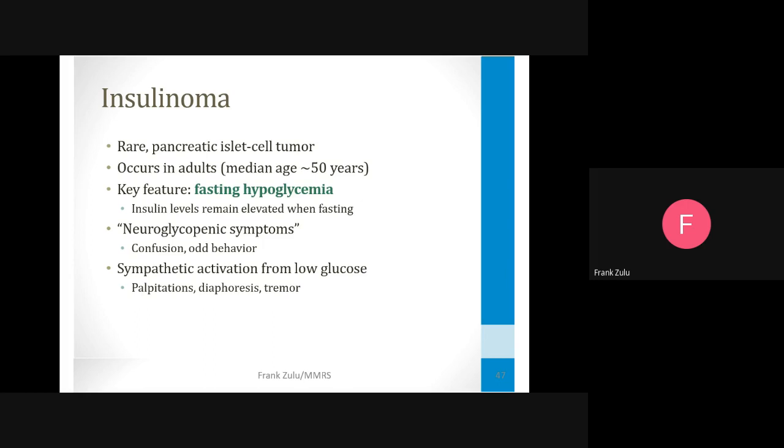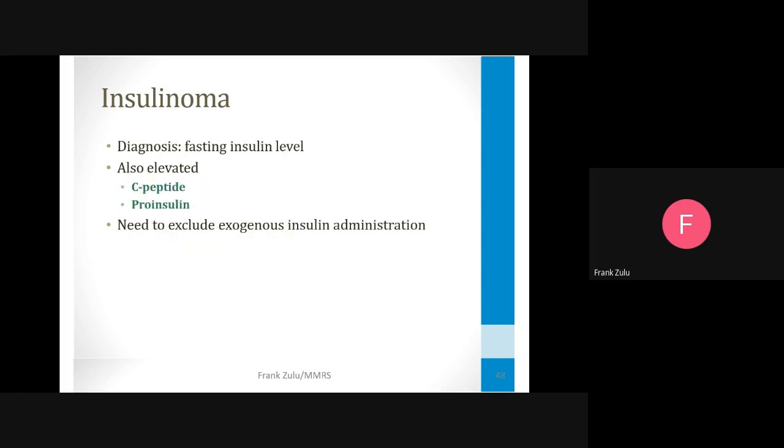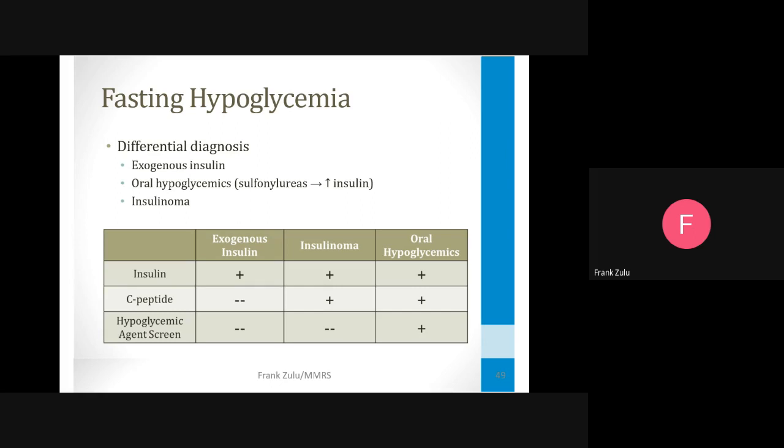Okay? Insulinoma, I said this is the cancer that is found in the pancreas. Let me say, the beta cells, when they become cancerous, they start overproducing insulin. That is what is known as insulinoma. So the clinical presentation, patients are always having hypoglycemia.